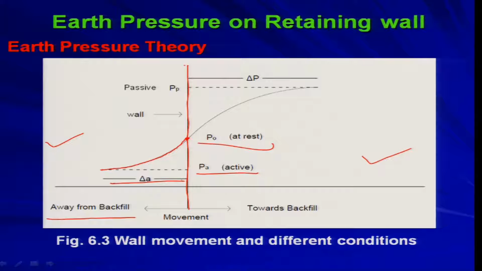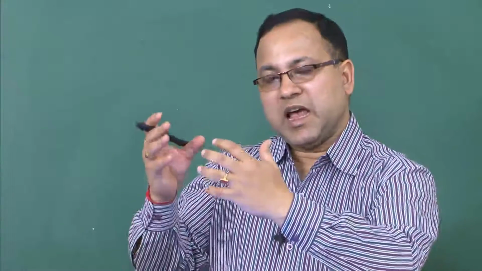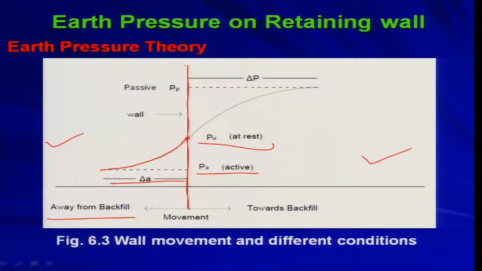So, at rest condition this is the pressure, and gradually you move the wall away from the backfill. Gradually, your shear strength is getting mobilized, and at the ultimate state, when the shear strength is completely mobilized, whatever pressure you get is your active pressure PA, and to obtain this PA you need this much of wall movement away from the backfill.